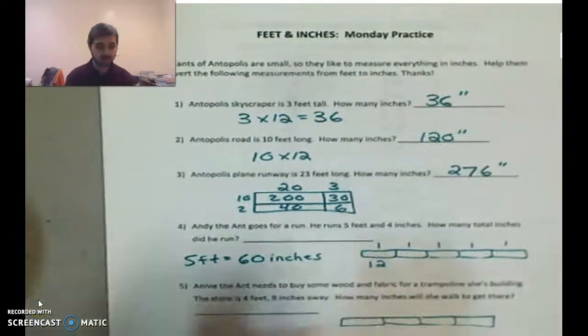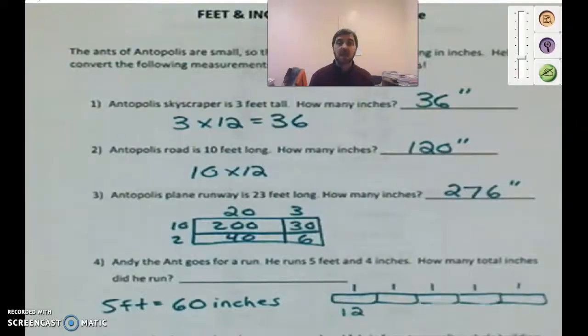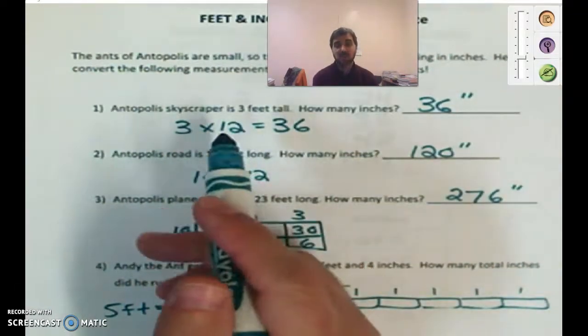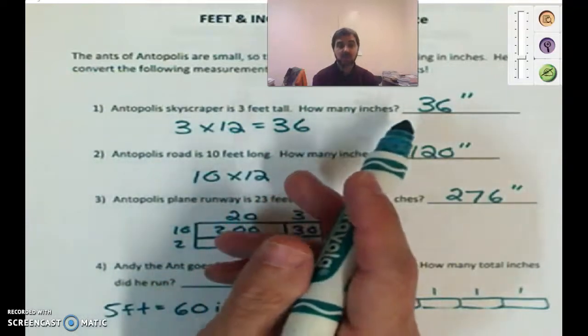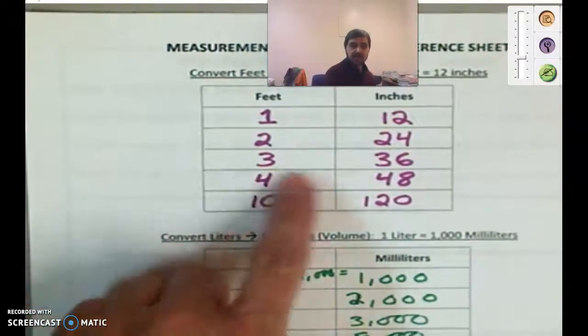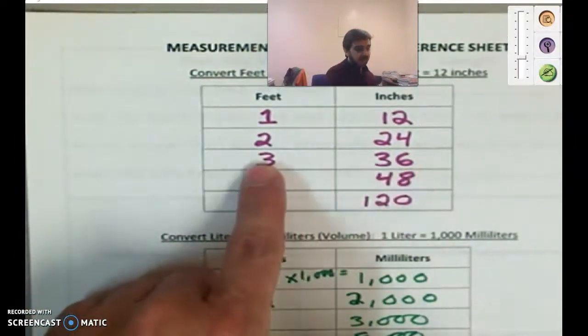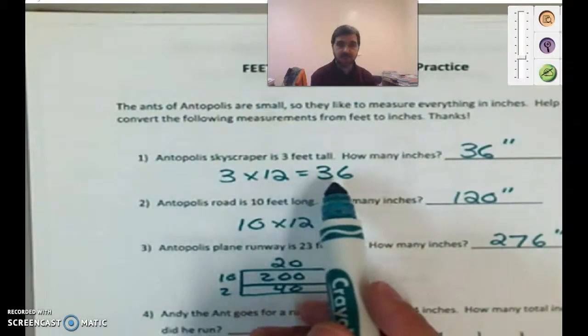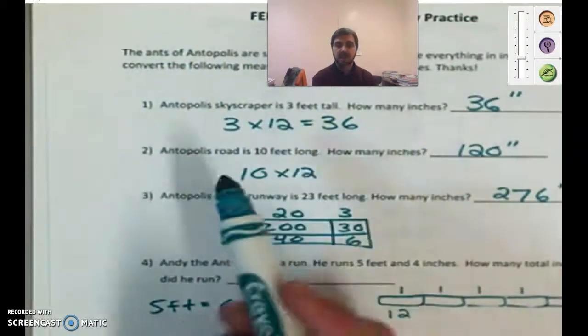All right, so here, let me zoom in a little bit so you can see it. I think the first few weren't too difficult, at least the first couple maybe. If a skyscraper in Antopolis were 3 feet tall, then how many inches would that be? You could have used your reference sheet here, right? So 3 feet is 36 inches because every foot is 12 inches. So 3 times 12 would get you to 36, okay?